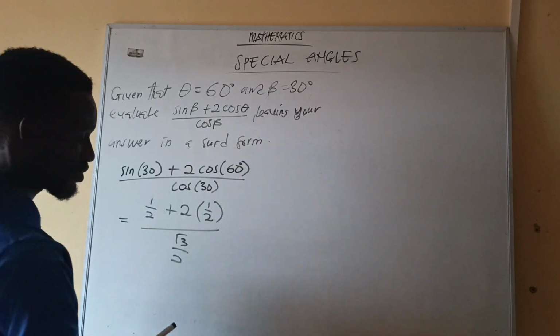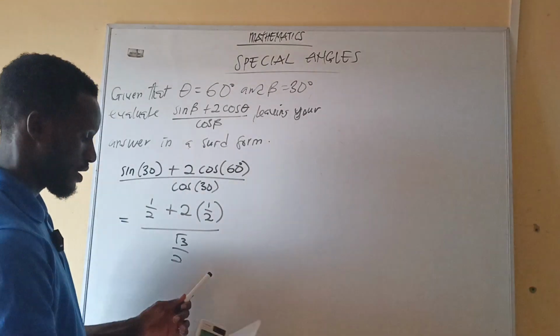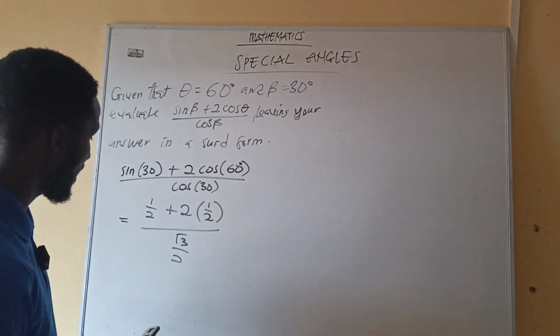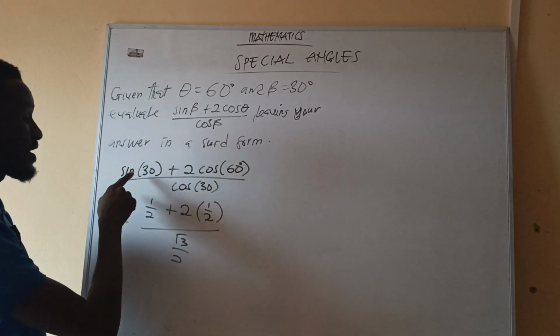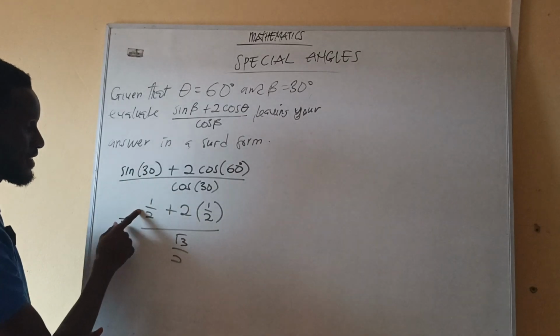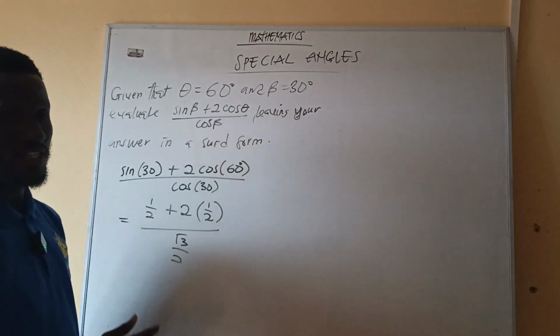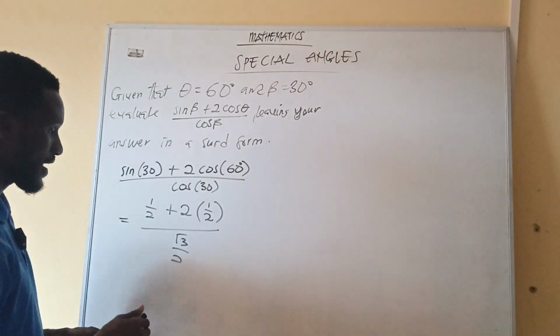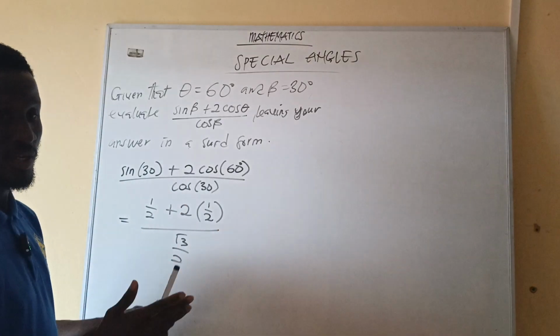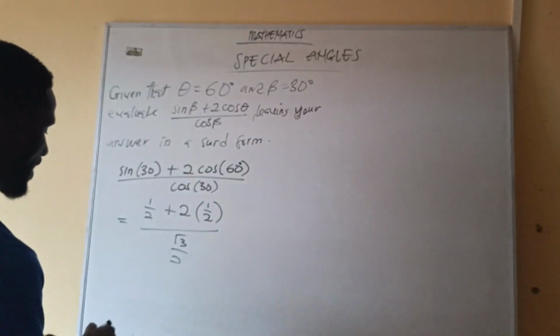If you can't recall it in your head, don't forget that cos and sine are complementary angles. So any answer I get for sine 30 is the same as for cos 60. I have explained it in the video on complementary angles, so go ahead and check. At this point, this becomes a simple fraction. We need to solve it, then we move on.